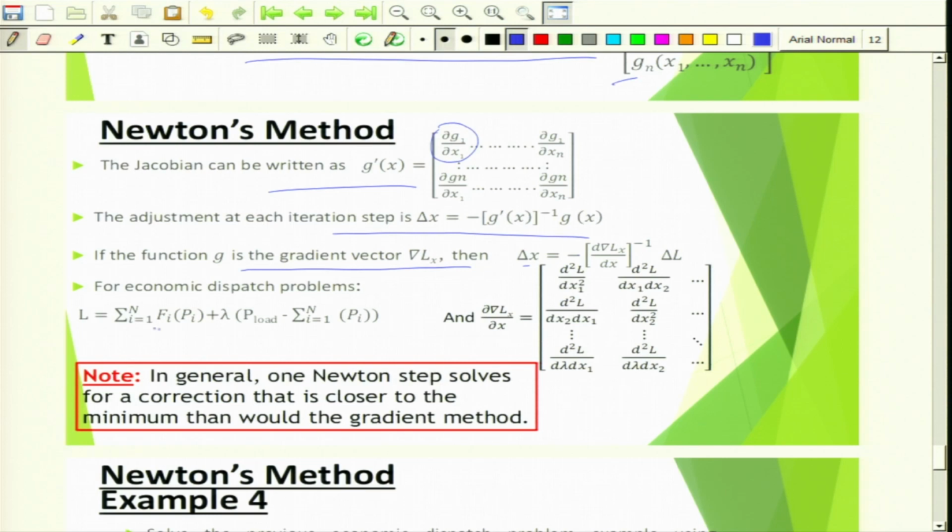Now anyway, we have this Lagrangian function. Obtain the partial derivative of the gradient of this Lagrangian function with respect to each variable, that means d square L by dx1 square. In the first row you have d square L by dx1 dx2 and up to d square L by dx1 dxn. Ultimately here you have the last entry d square L by dxn square.